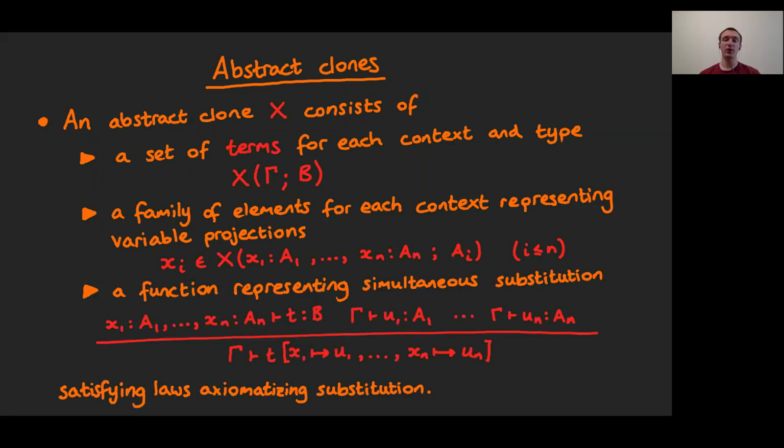And then we're also going to have a function on our sets of terms representing simultaneous substitution. And I've written it here as a natural deduction rule, but really precisely it's represented by a function on the sets. And these functions have to satisfy laws that axiomatize simultaneous substitution. So for instance, substitution should be associative. Substituting a term for a variable should result in the term itself, and so on.